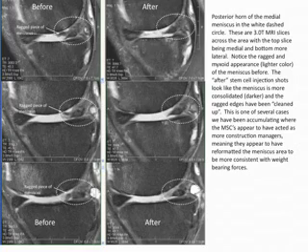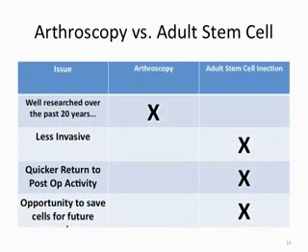So arthroscopy versus an adult stem cell injection, you can see here. Arthroscopy, it's the old standard, well researched over the last 20 years, but adult stem cell injections are much less invasive, quicker return to post-op activity, an opportunity to save cells for the future as these cells are used for other things.